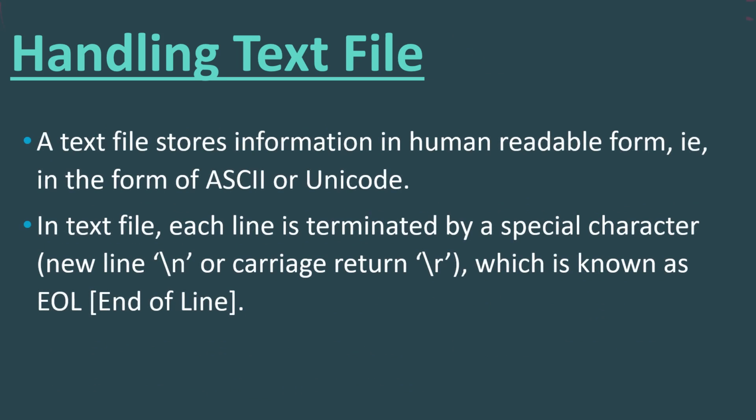Now first of all, let's begin with how to handle text file in Python. Before that, let's have some brief idea about what is a text file. Text file basically stores information in ASCII or Unicode form. This is a normal human readable form. And in text file, each line is terminated by a special character that is called new line character or carriage return, which is also called EOL or end of line.